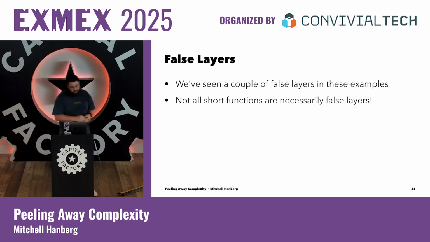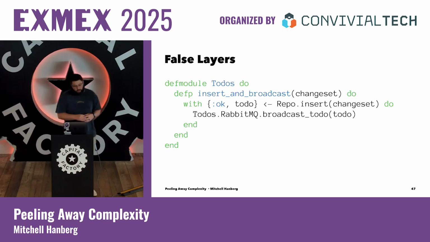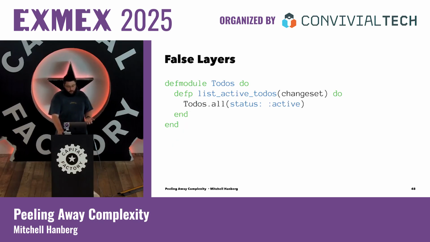So, false layers. I've seen a couple of false layers in these examples, but not all short functions are necessarily false layers. You shouldn't just inline everything. We saw this before, and this could easily be flattened closer to the entry point. This is a false layer because moving this to a function doesn't really add clarity or hide unimportant details. It's actually just hiding the important details of what you want. But a more flagrant example is this random helper function. It's not really any more informative than calling this code as it is, inlining it. You know you're getting active to-dos.